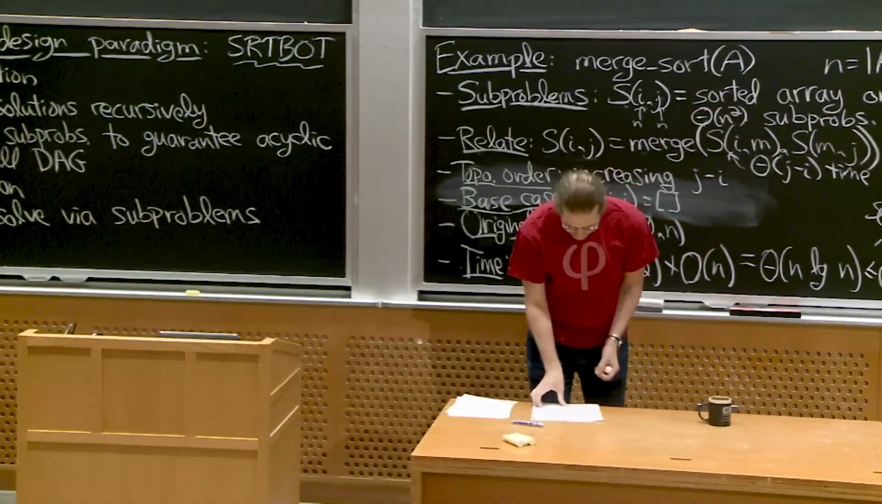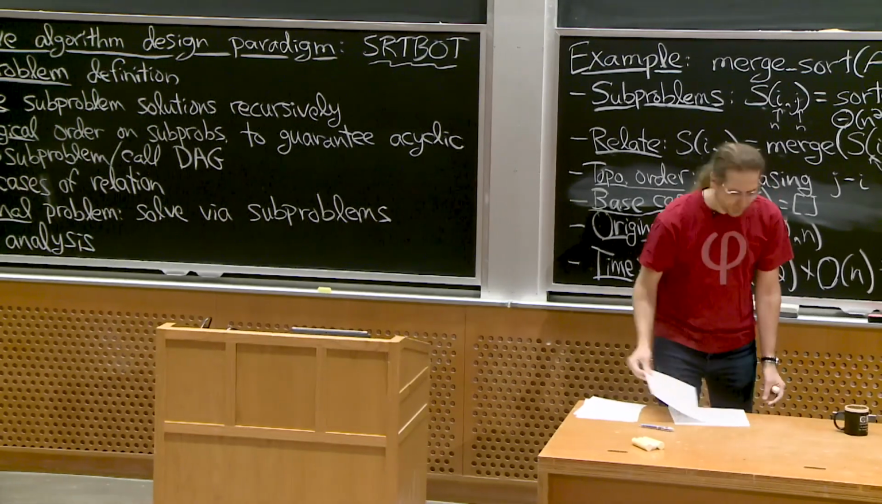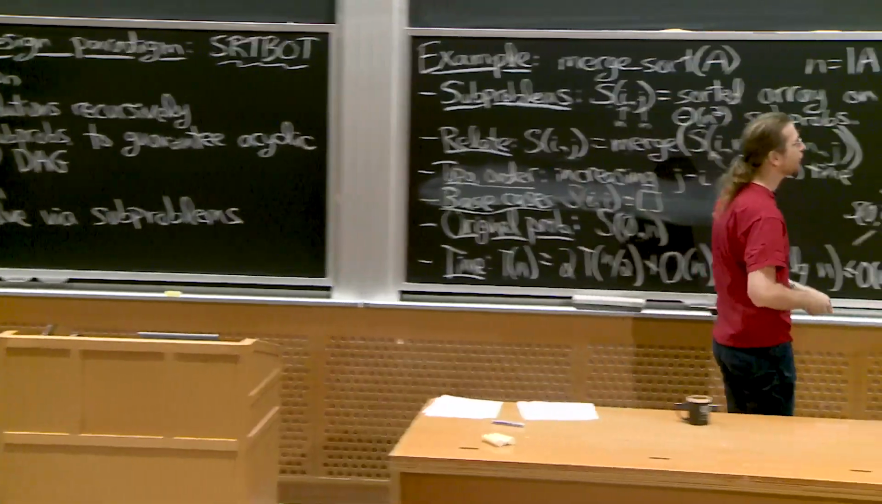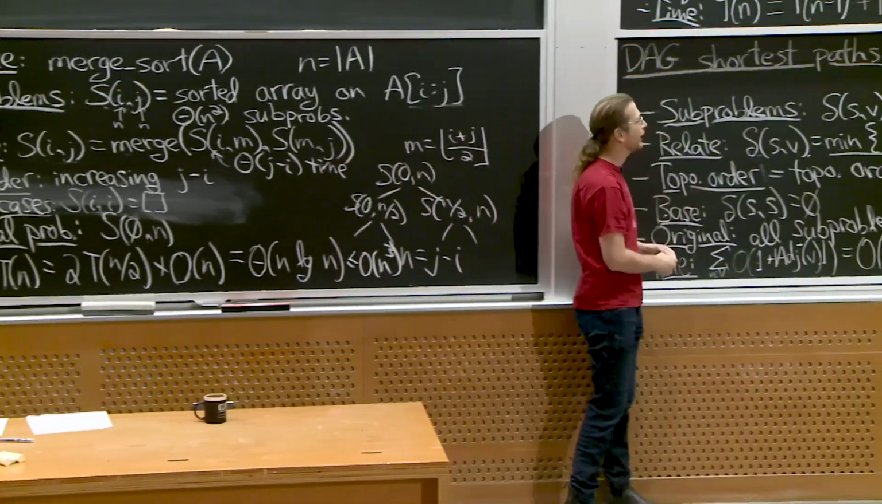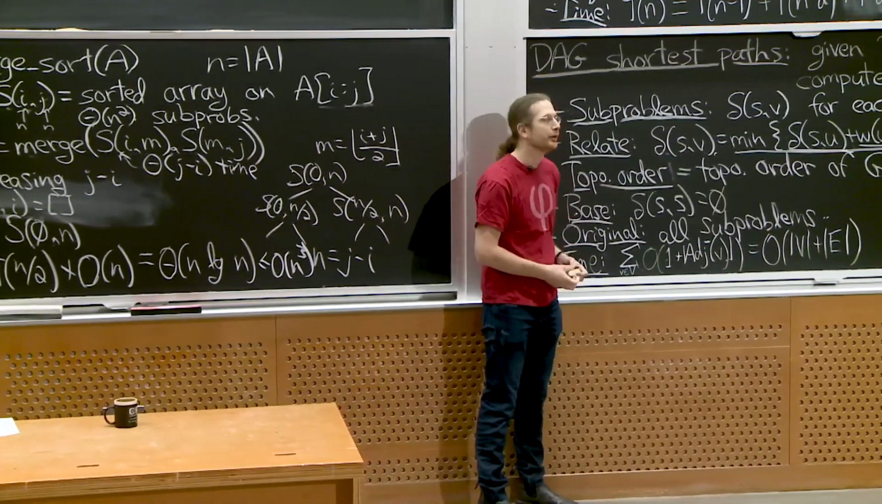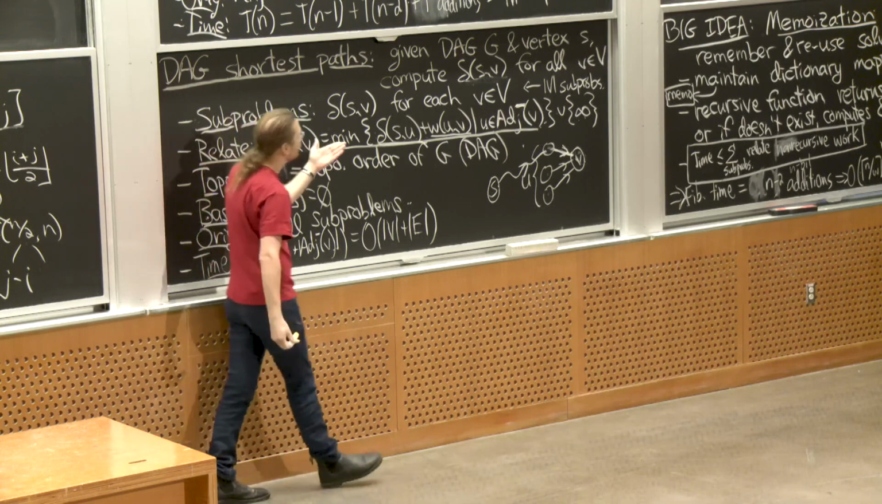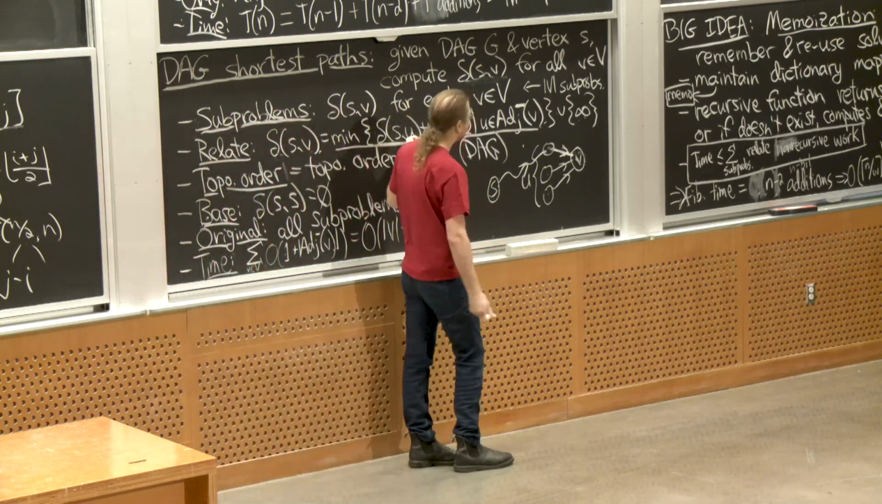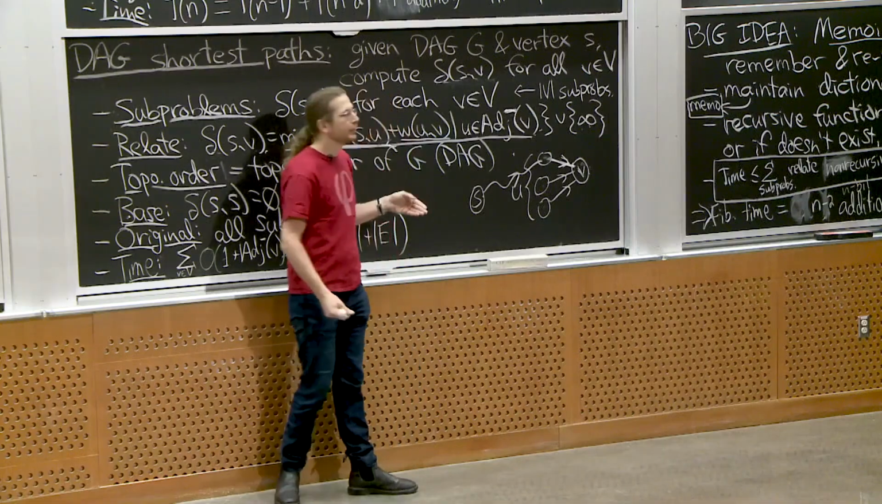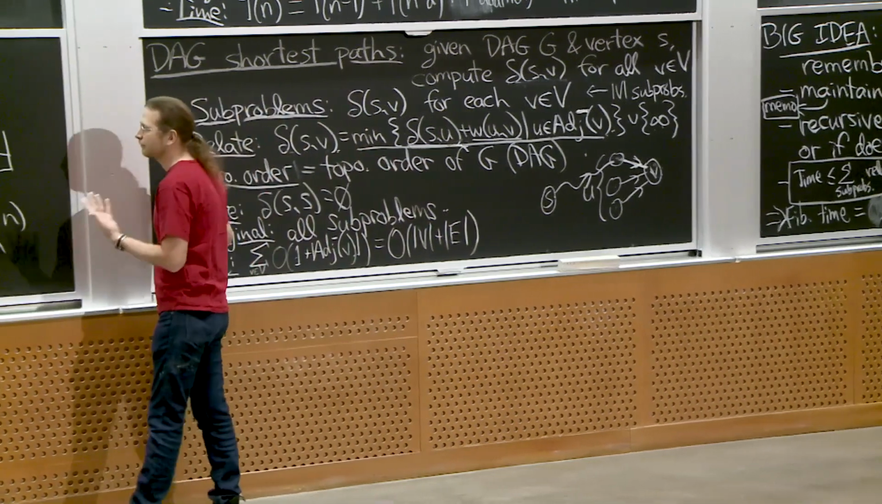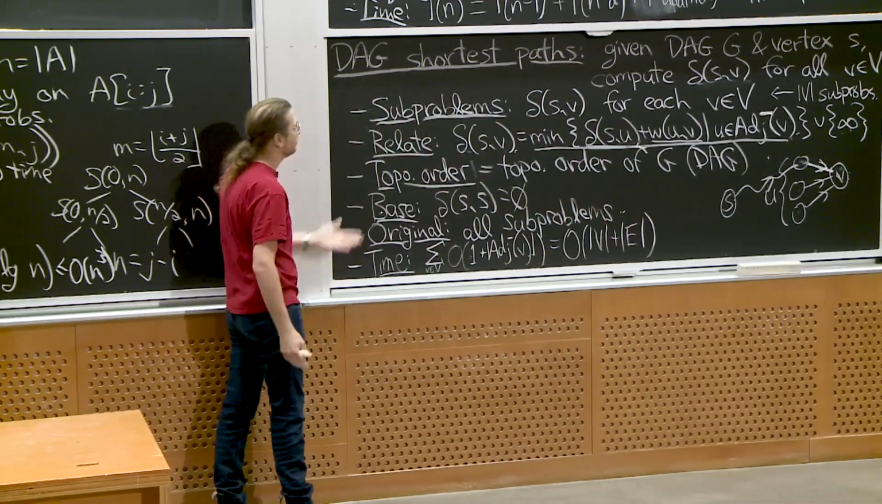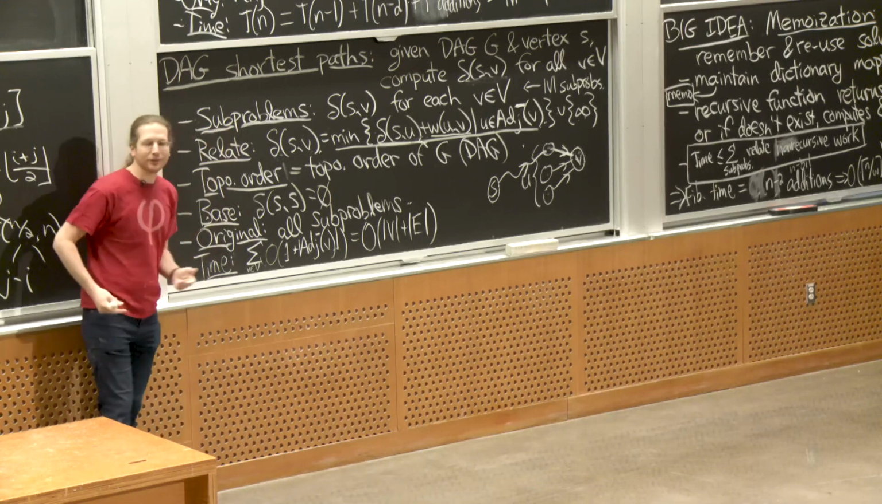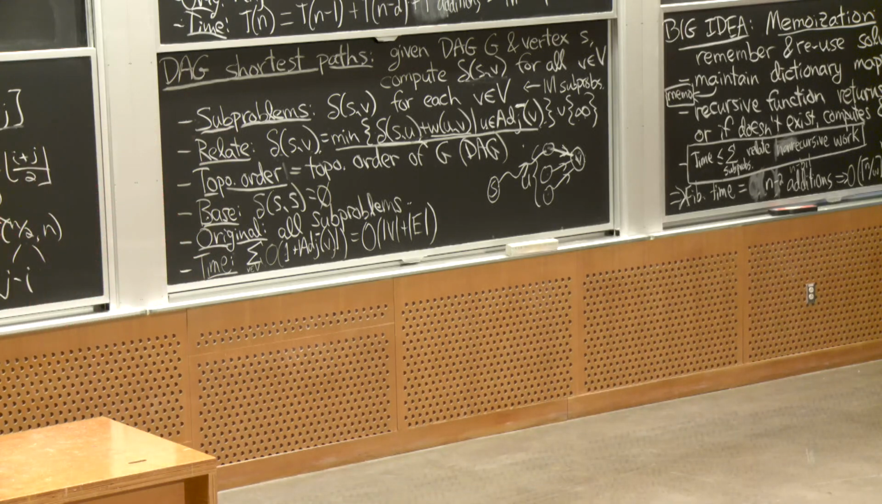Whew, a lot of words. But it's kind of cool that this framework just solves DAG shortest paths without much work. I mean, we did a lot of work in shortest paths to prove that this relation is true. But once you know it's true, the algorithm part is pretty much free. You just write down the recurrence, and you're done. OK.